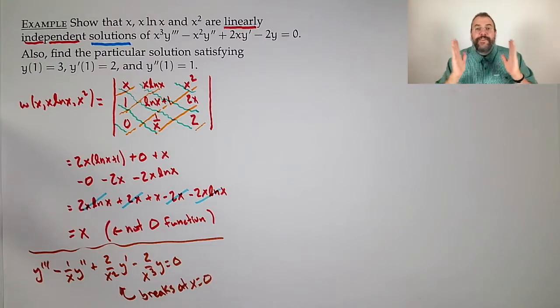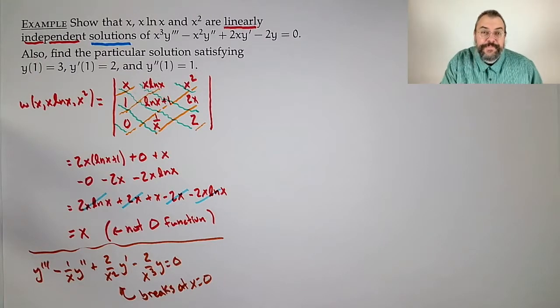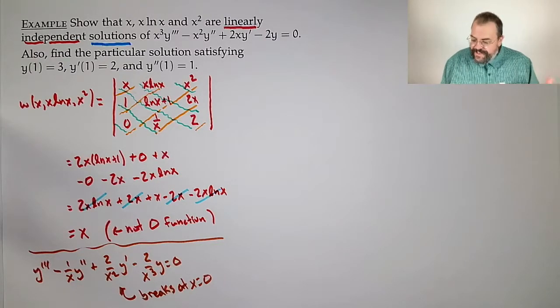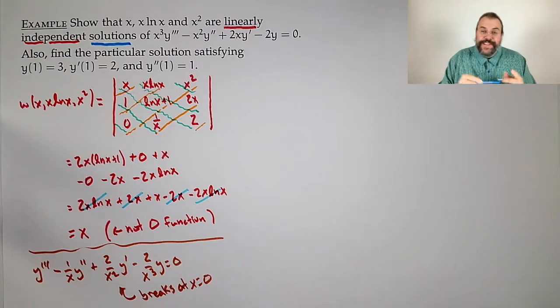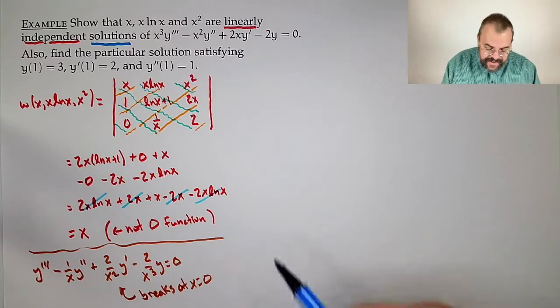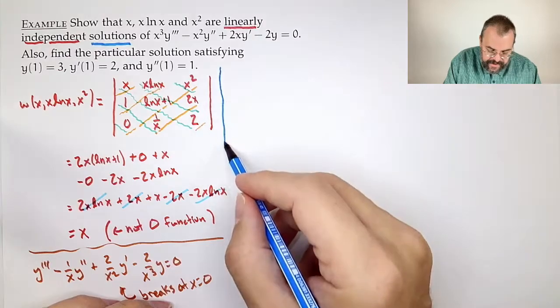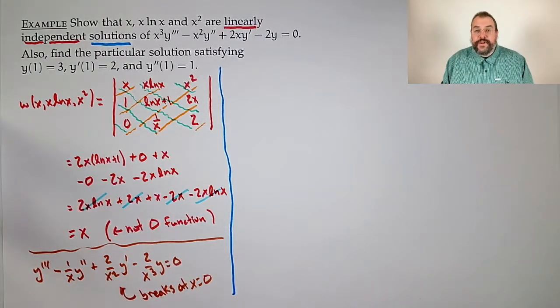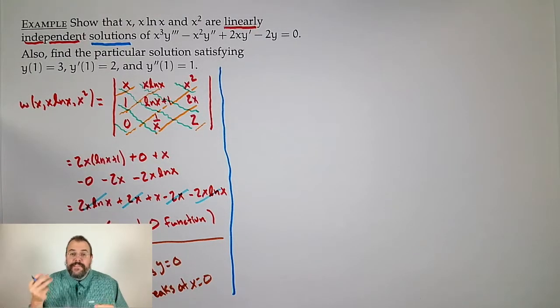So we've now done 1/3 of the problem. We've shown we have a set of linearly independent functions. We haven't shown that they're linearly independent solutions. So that's where we'll go next. All right, so here we go. Off to showing that there are solutions. So we have 3 functions. We have to check each one.